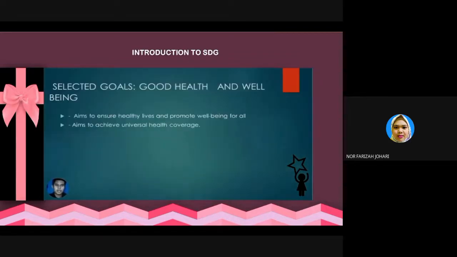The selected goal our group has chosen is good health and well-being. This goal aims to ensure healthy lives and promote well-being for all. This goal addresses all major health priorities such as reproductive, maternal, newborn, and communicable disease. Besides that, this goal also aims to achieve universal health coverage. This includes access to essential medicine and vaccines.